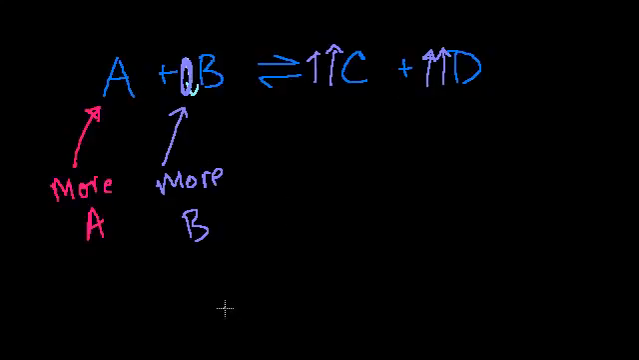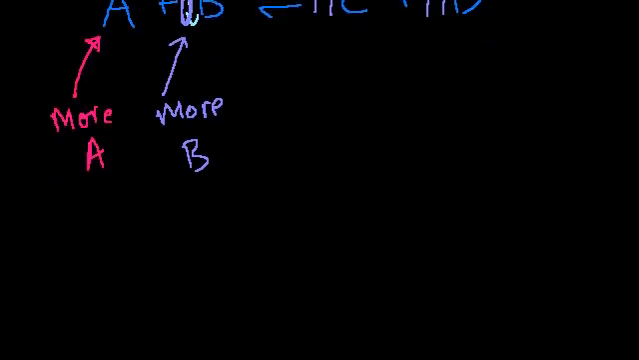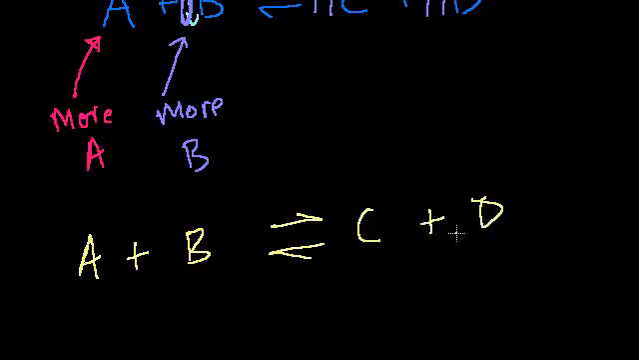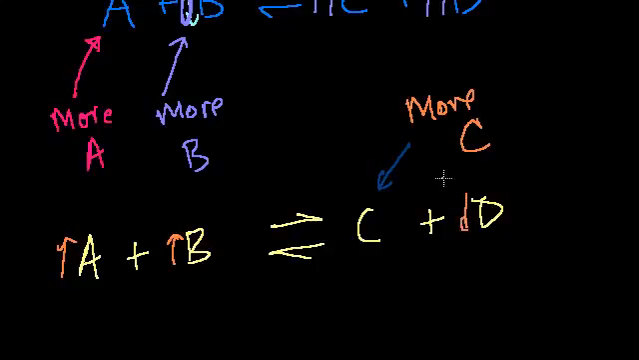Likewise, let me rewrite the reaction. Do it in a different color. A plus B, dynamic equilibrium, C plus D. If I add more C, I think you get the point here. What's going to happen? Well, that's going to drive A and B up, and it's maybe going to consume a little bit of extra D. And then if you added more C and D, then of course it's going to produce a lot more A and B.